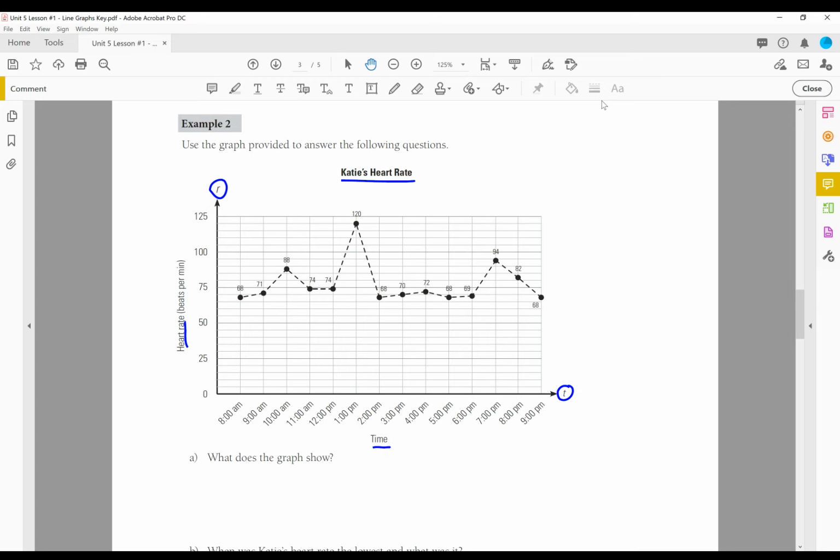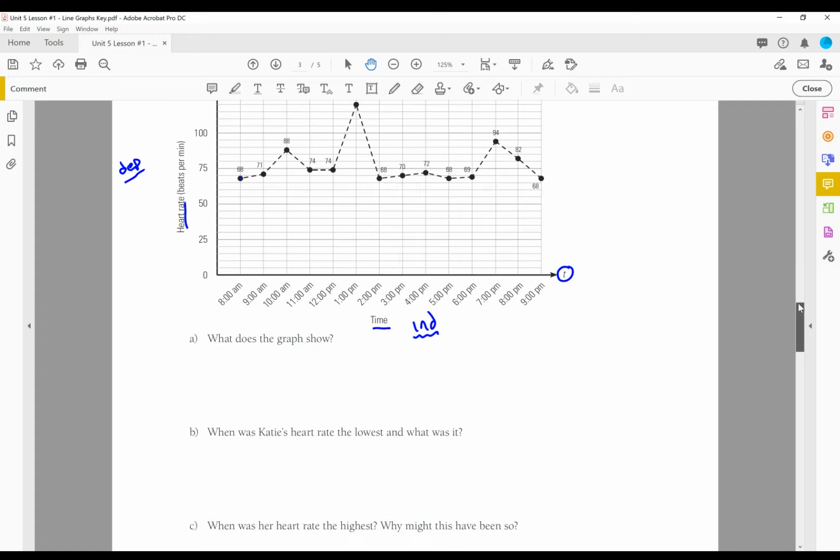Okay, again, independent variable on the bottom here. The independent variable always goes on the bottom, and the dependent variable always goes on the side like this. So I know from 8 o'clock in the morning, 8 o'clock a.m., Katie's heart rate was 68. It's got nice little numbers here for us to read the graph, which is great. So she had a heart rate of 68 beats per minute.